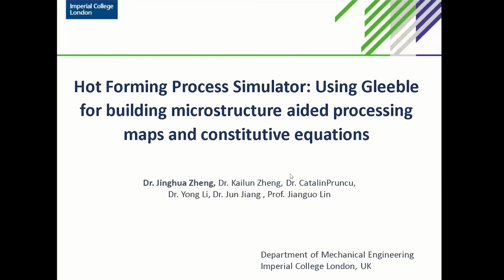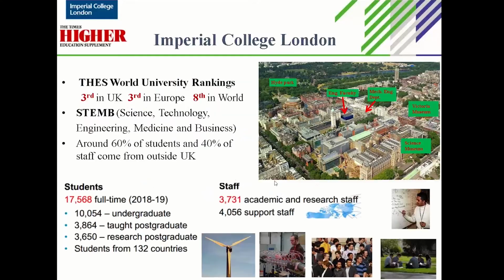Before directly going to this topic, let me first introduce my university, Imperial College London. Our university is a relatively small university containing around 70,000 students and around 40,000 staff. It is a really international university, and around 60% of the students and 40% of the staff come from outside the UK. Regarding the ranking, it has a good reputation. It's ranked 3rd in the UK, 3rd in Europe, and 8th in the world according to QS rankings.